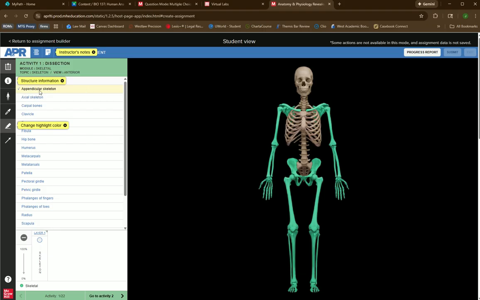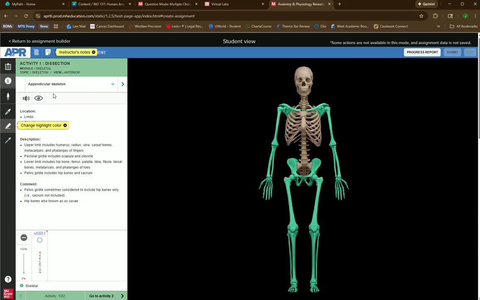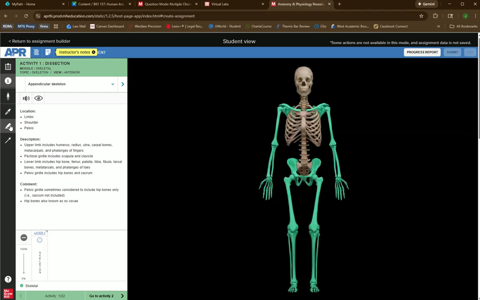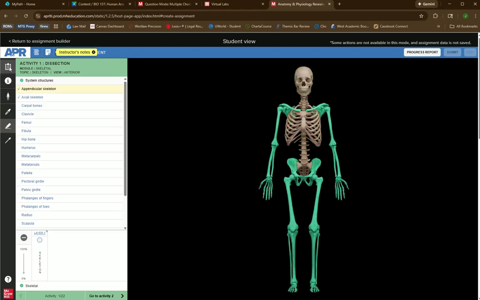If you click on one of these tabs, you'll have structure information on there for studying. So this is really good to make note cards out of. And you'll have different views that you can do. And you can also pick a different color and show an arrow. But, okay, let's go back to the list.